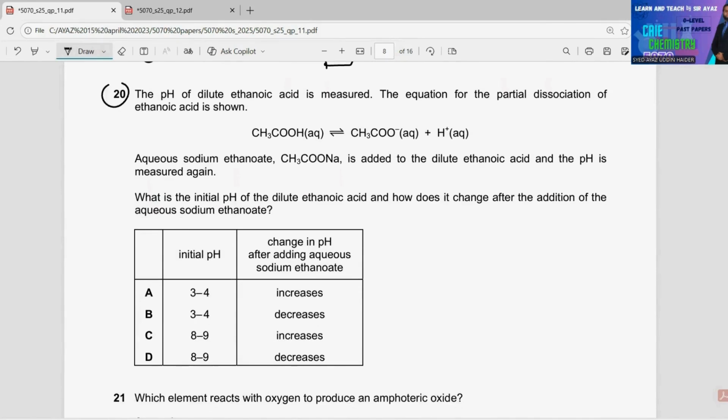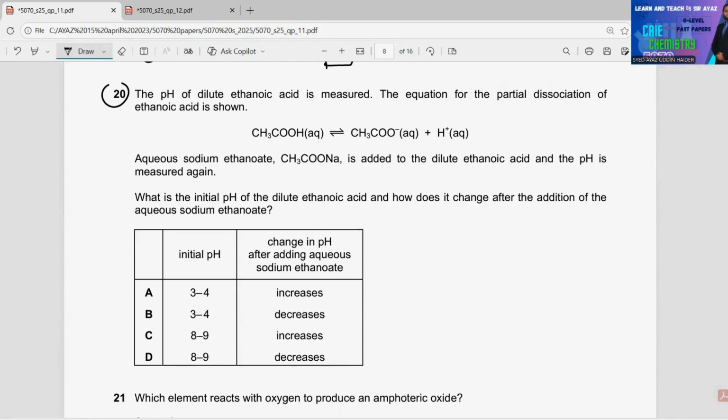20. The pH of dilute ethanoic acid is measured. The equation for the partial dissociation of ethanoic acid is shown. Aqueous sodium ethanoate, CH3COONa, is added to the dilute ethanoic acid and the pH is measured again. What is the initial pH of the dilute ethanoic acid and how does it change after the addition of the aqueous sodium ethanoate? Now sodium ethanoate is a salt.